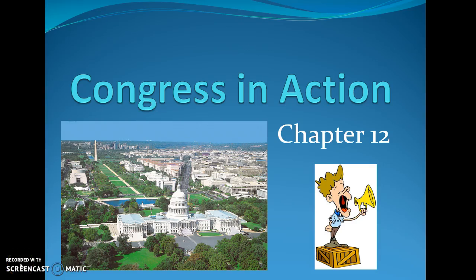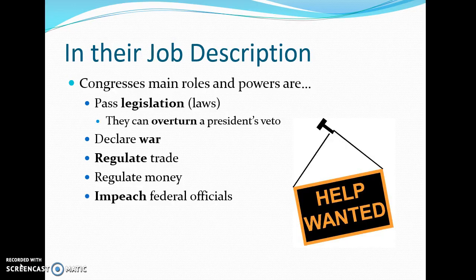All right, chapter 12 is the last chapter on Congress or the legislative branch. In this chapter, we're going to talk about checks and balances and what the powers of Congress really are. The main job description, the main powers that Congress has, is to pass laws, also called passing legislation. They can also overturn a president's veto. They can declare war, regulate trade, regulate money, and impeach federal officials.